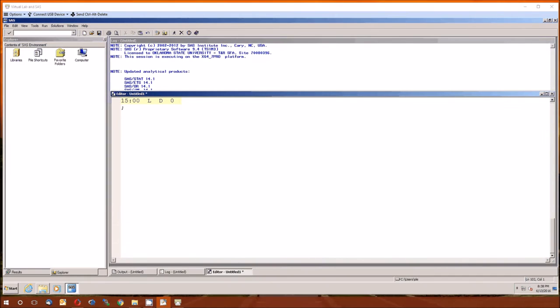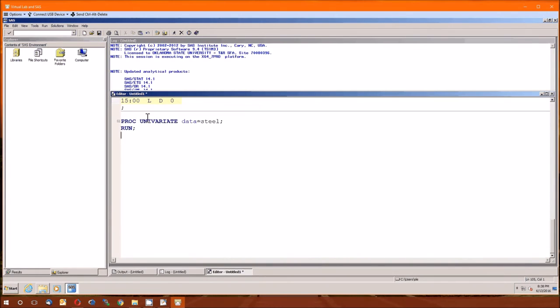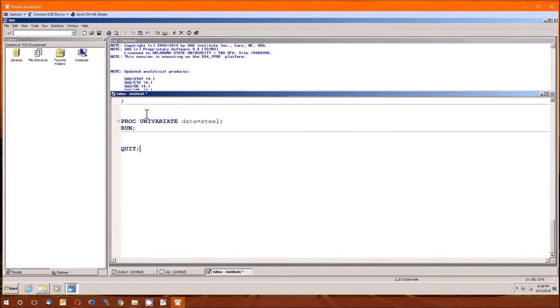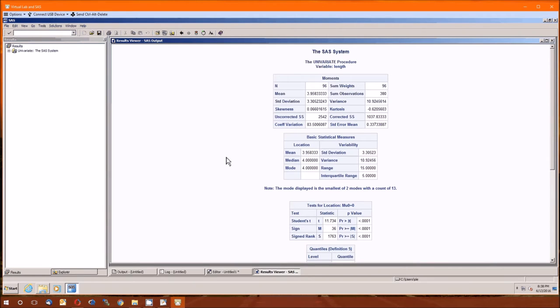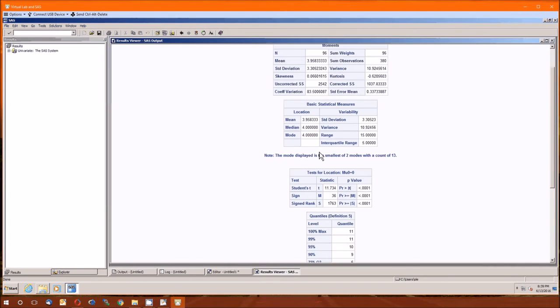Let's go ahead and run a proc univariate just to get a feel for the data. And let's go ahead and do quit. Let's see what we've got. So sample size is 96. And by the way, I am showing you this so that you can compare your results with mine, just so that you make sure that you've got the right data. The mean is 3.9583333. Variance is 10.92. Median and mode are both 4. The mean's really close to 4, so it looks like the data is rather symmetric, which is nice.